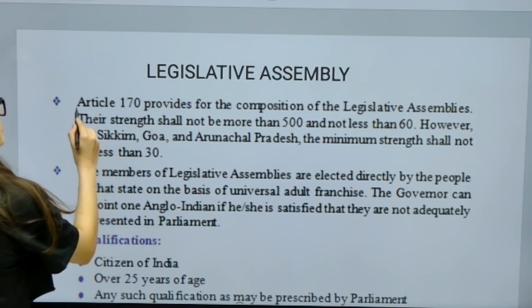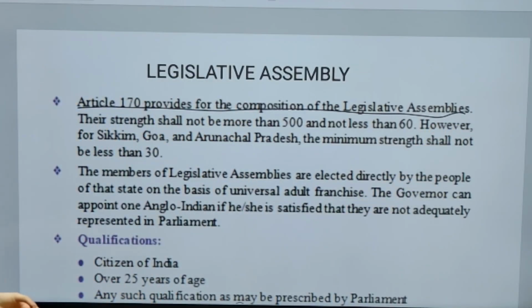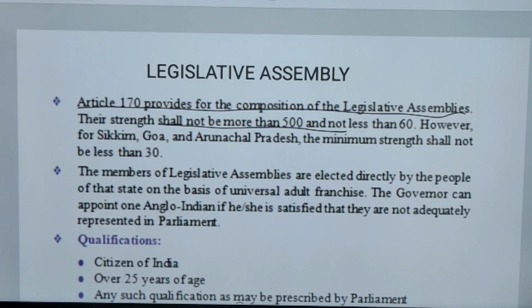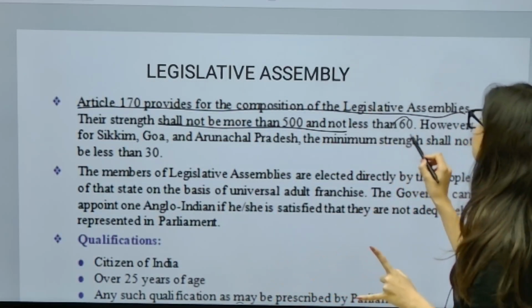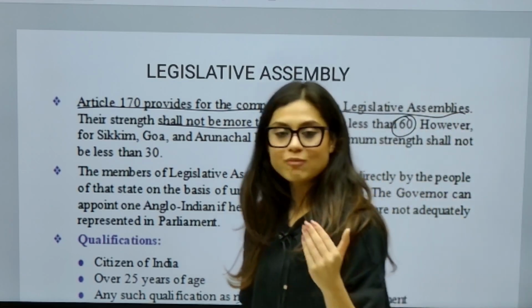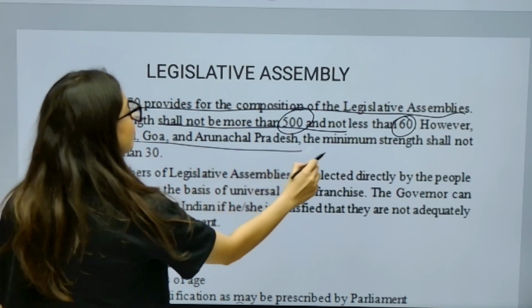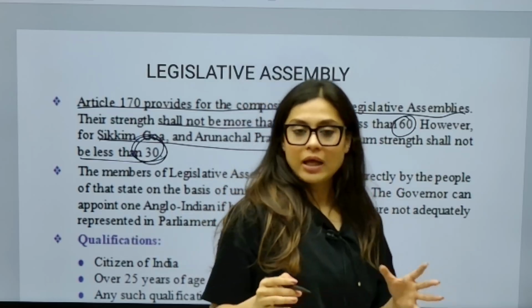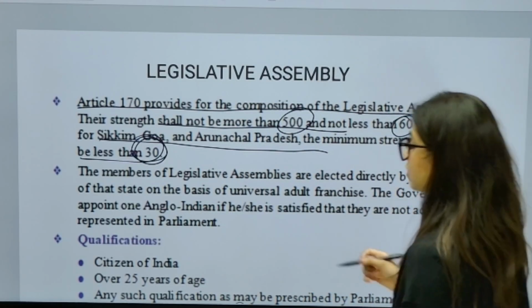Article 170 provides for the composition of legislative assemblies. Their strength shall not be more than 500 and not less than 60. So, for example, smaller states at least have 60 members, and even bigger states cannot have more than 500 members. However, for Sikkim, Goa, Arunachal, minimum strength shall not be less than 30, because they are very small in population as well as in area.